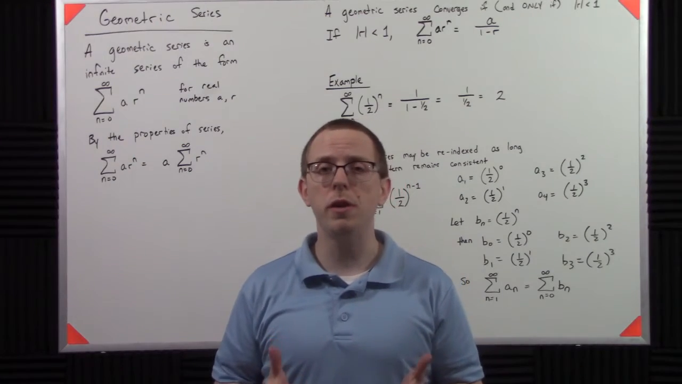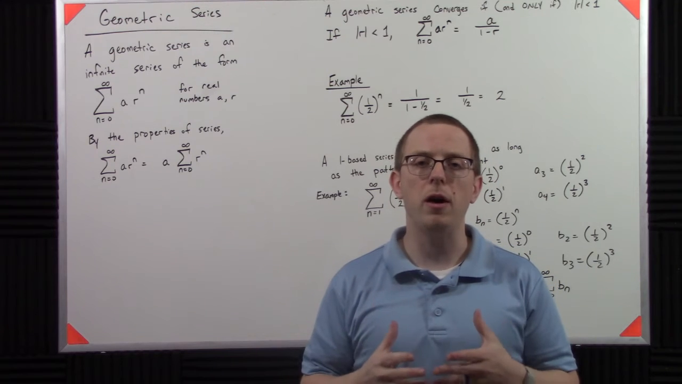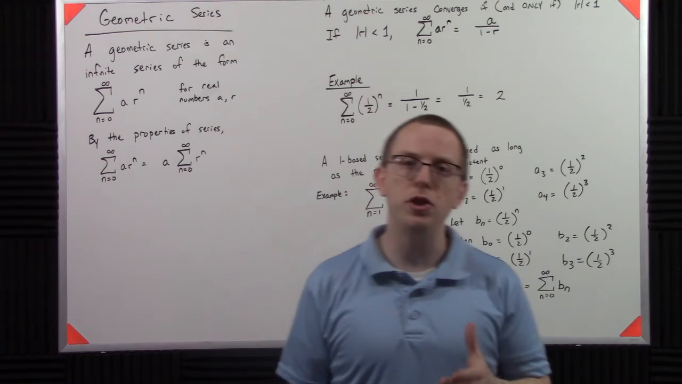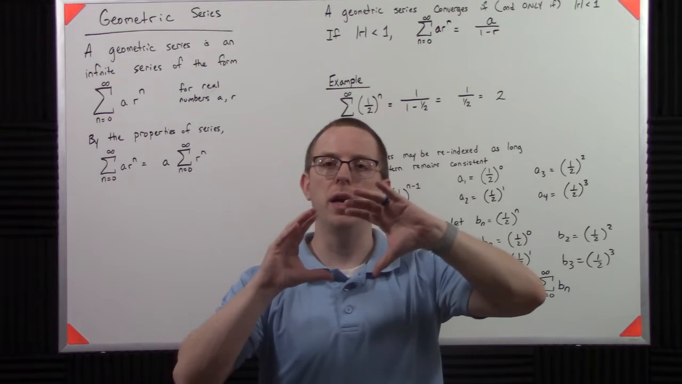We've been introduced to series and we've talked a little bit about telescoping series. So I want to talk a little bit about another type. It's called a geometric series. And so the idea of a geometric series is that you have some number and you keep multiplying it by some ratio.